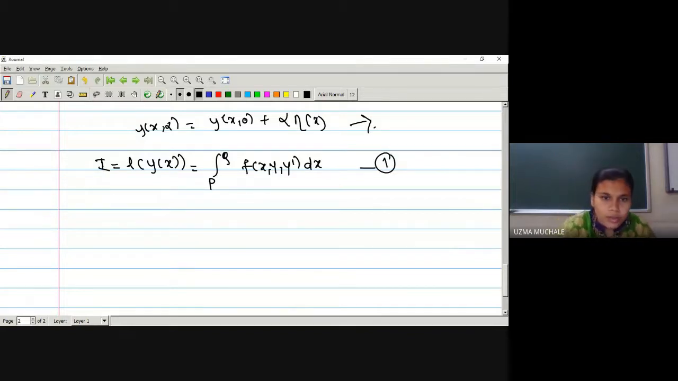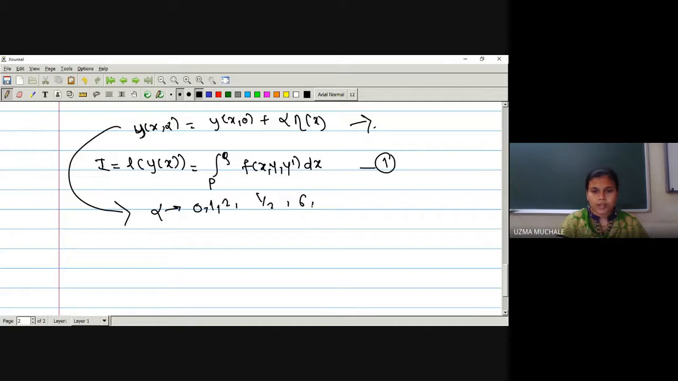Now, out of all those paths we have been given, y of x alpha is equal to y of x0 plus alpha times eta of x. Okay. Now, these are so many paths. Why can we say this? Because for different values of alpha, alpha is some constant number given to us. Say alpha is 0, 1, 2, 1 by 2, 6, 7, 8. It may be any number. Alpha may be any real number.